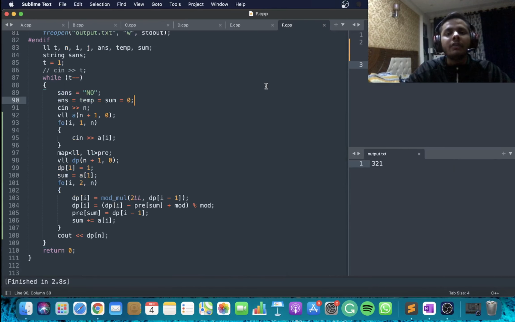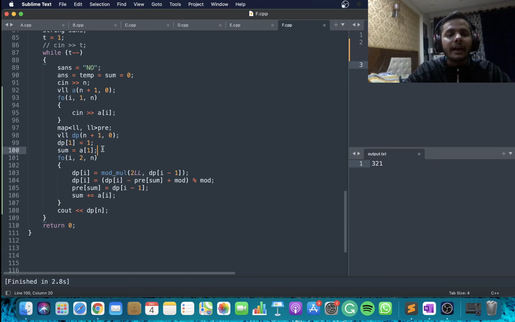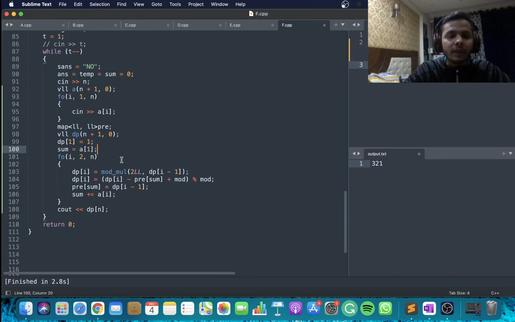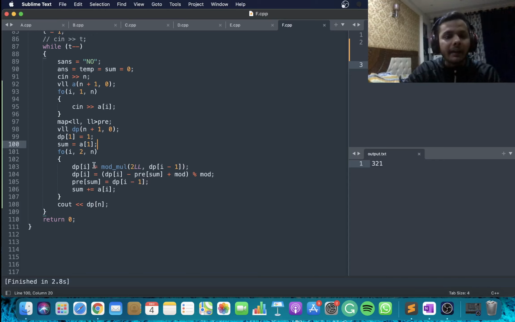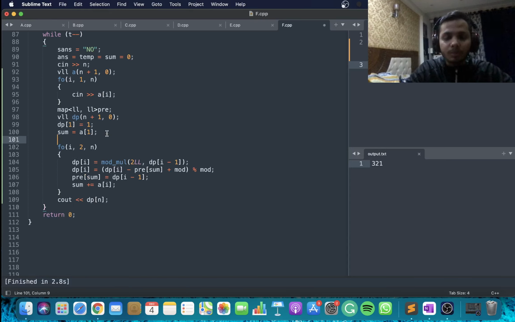If you were not able to understand how we are actually finding j, I'm sure looking at the code is going to help. So I'm keeping a map called pre, and I'm keeping a dp array. Obviously dp of 1 is equal to 1, and initially my prefix sum is nothing but a of 1. Then I go from 2 to n, and I first do dp of I is equal to 2 times dp of I minus 1. That's cool, but I know that my prefix sum of I minus 1 is nothing but sum, right? I'm maintaining the invariant that sum is always prefix sum of I minus 1, and so I will subtract pre of sum. So pre of sum is nothing but the dp value of j such that prefix sum of j is equal to sum, right?